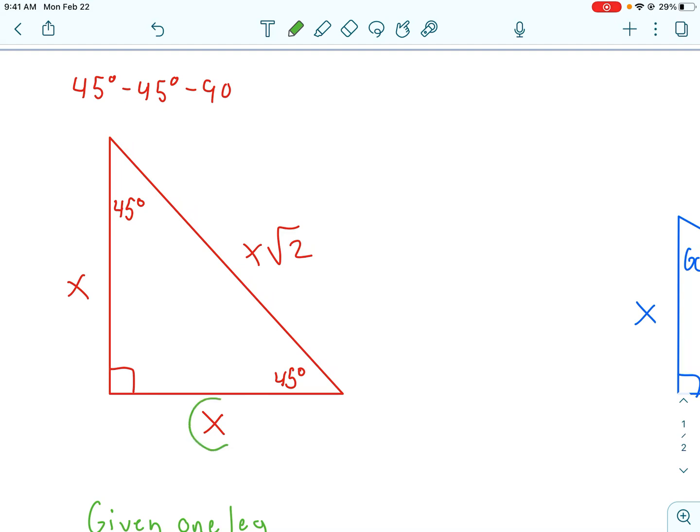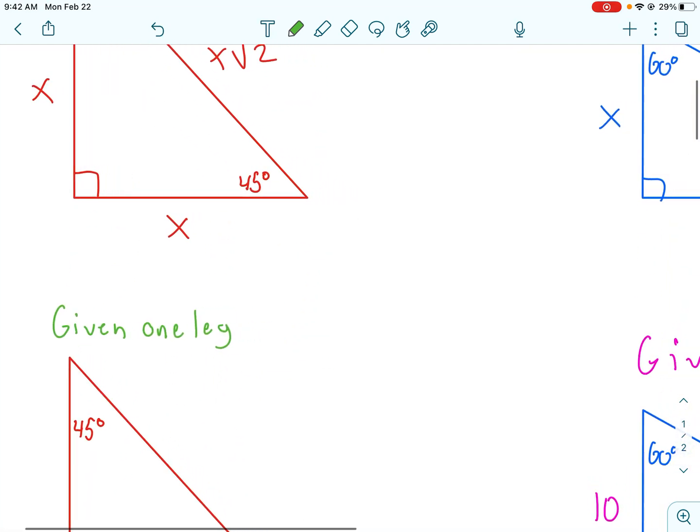In general, x represents some number, so whatever one of your legs is, remember the legs are across from the 45-degree angles, the hypotenuse is always radical 2 times the leg. So here's the length of the leg, radical 2 times it.